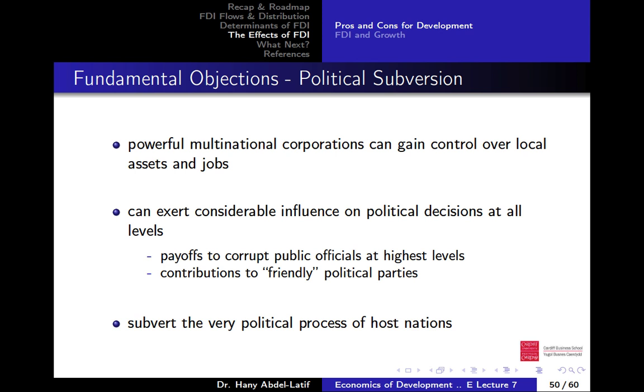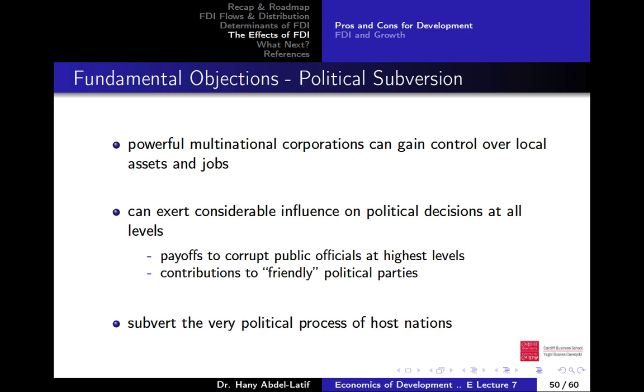You push policies in the direction that you want, that's more favorable to you. It's not to the country, and it's very easy to be done. It is really easy to do this in corrupt countries, in poor countries. Or you can pay contributions to friendly political parties. Okay, so if you can't buy the government, you can buy the opposition or other parties. So you can buy someone there that has some sort of influence. But in the end, this can ruin the whole political process in the host nation.